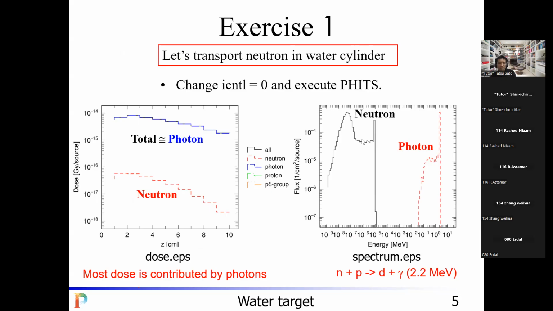Okay. So is this line for all hydrogenous material? No, only for water. So if you want to simulate something like polyethylene, then you have to define another one. Is this written in the manual? Can we find this in the manual for different materials? Yes. Okay, later I will check. Thank you.